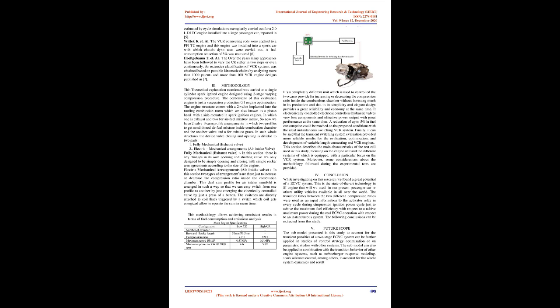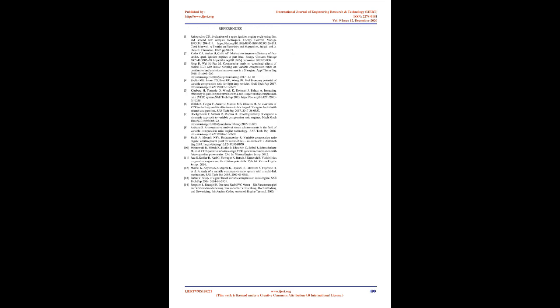3. Methodology. This theoretical explanation was carried out on a single-cylinder spark-ignited engine designed using a 2-stage varying compression procedure. The cornerstone of this evaluation engine is a series-production engine optimization. The engine structure comes with 2 valves implanted into the roof of the combustion chamber, which is also known as the piston head, with a side-mounted spark ignition, in which 1 valve is for exhaust and 1 for air-fuel mixture intake.